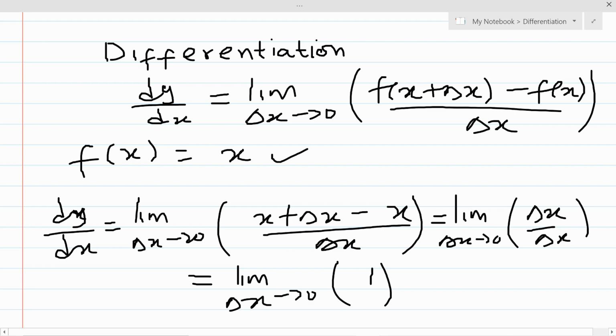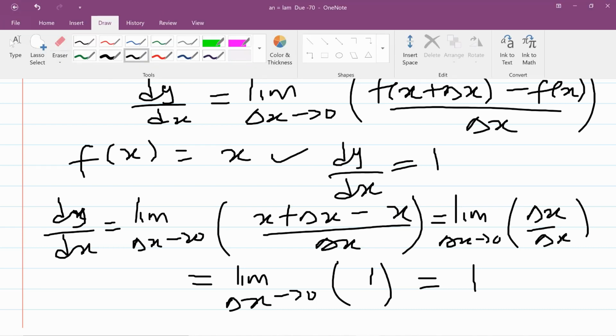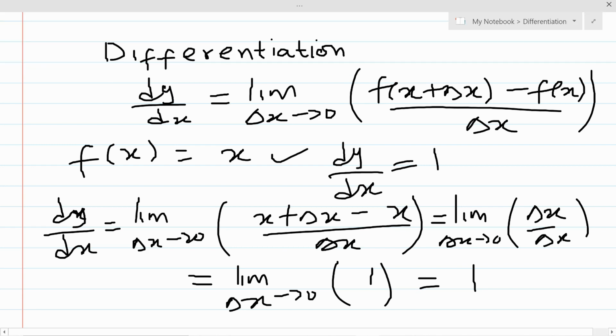And according to the rule of limits, the limit of a constant is the same constant, so here we get 1. This means that whenever you have a function that is just x, of degree 1 like that, the derivative, or dy/dx, is equal to 1, from the first principle. All right, so let's look at something more difficult. Like I said, we are dealing with polynomial functions, so take notes.